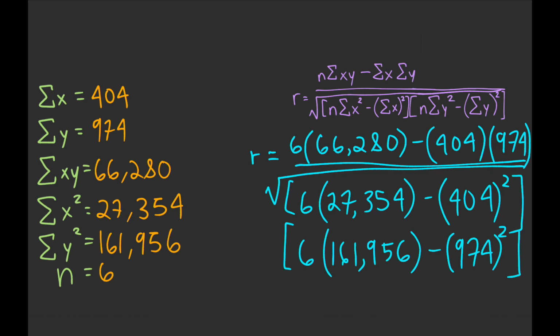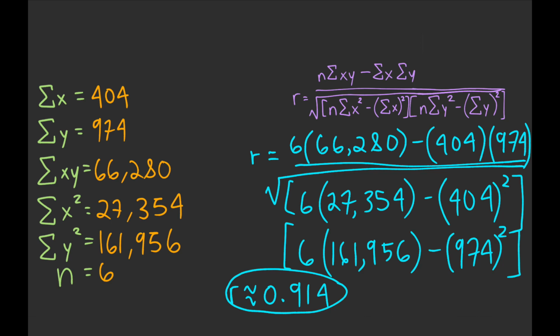So I'm going to put all of this into my graphing calculator, and I'm going to get that r is approximately, because I'm rounding to 3 decimal points, 0.914. So yeah, that is our correlation coefficient.